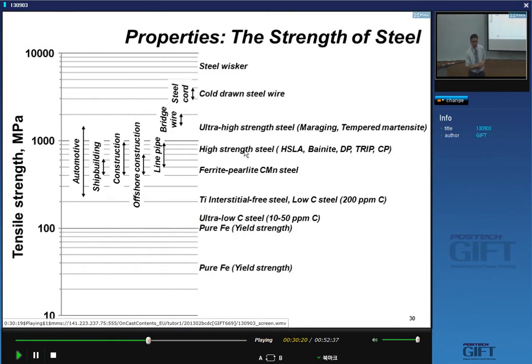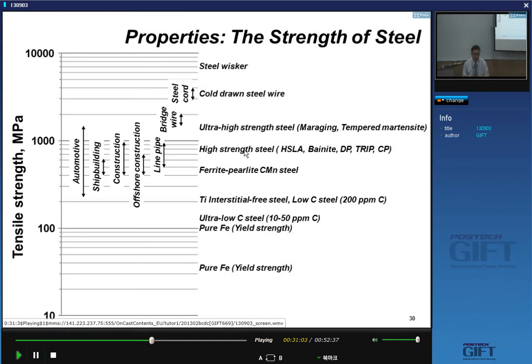The properties that steel offers us are very wide. We can have steels with strength levels from 100 to 200, yes, commercial steels, and steels that have strength levels up to 3,000 megapascal and more. These steels are all commercially available, yes? They're used in a wide variety of applications, yes?